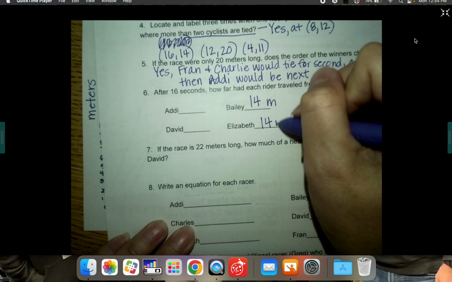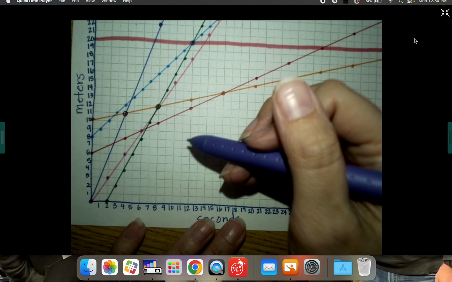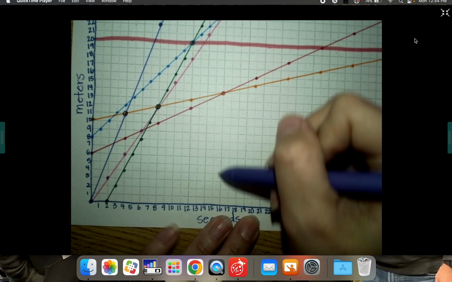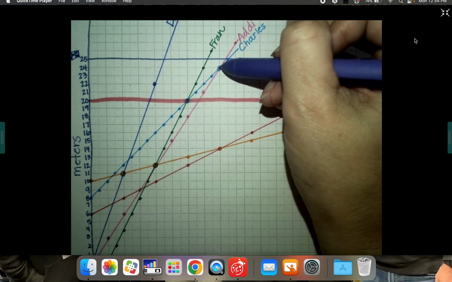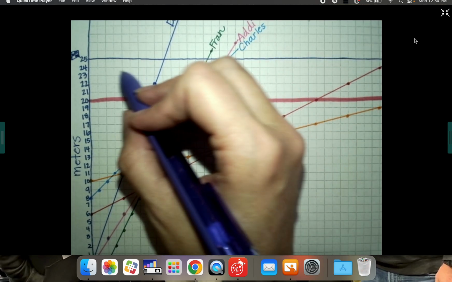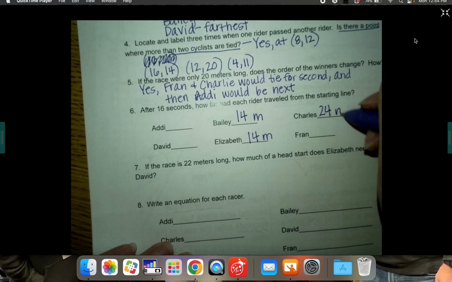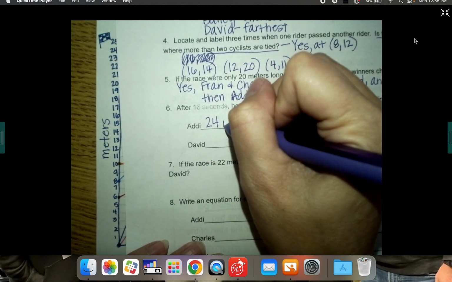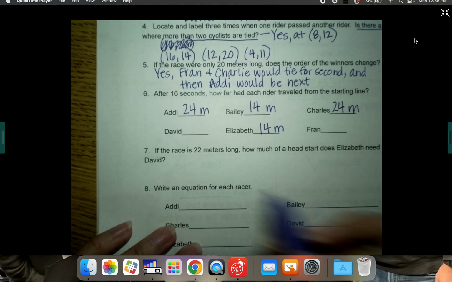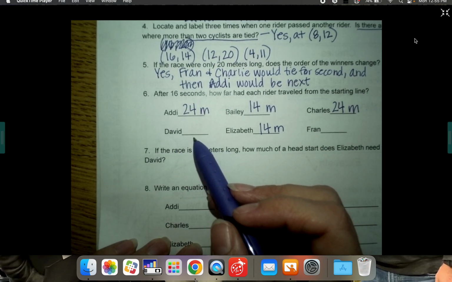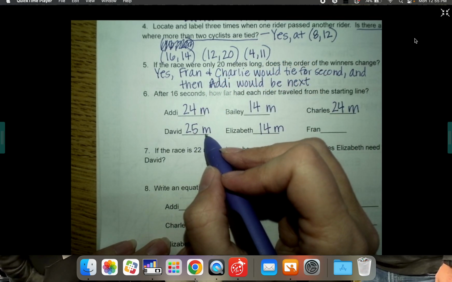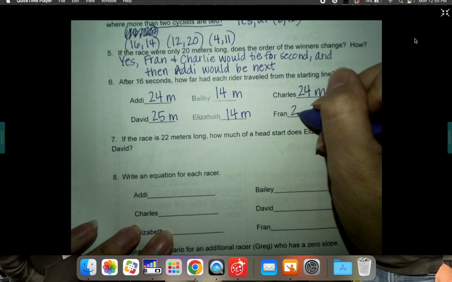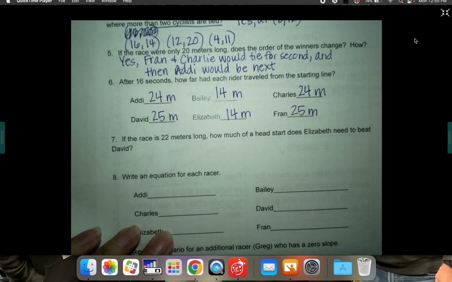Cool. All right, let's keep traveling up the 16-second mark. We already got those two. The next two are tied right there. That's Addie and Charles, and they were both at 24 meters. Good. Addie and Charles were both at 24 meters. And then the other two people had finished the race. So do you think they kept going, or should we just put they stopped at 25? They're past 25, aren't they? David had already finished, so I'm going to put 25 because that's how long the race is. Fran had already finished, so I'll put 25 because that's how long the race is.